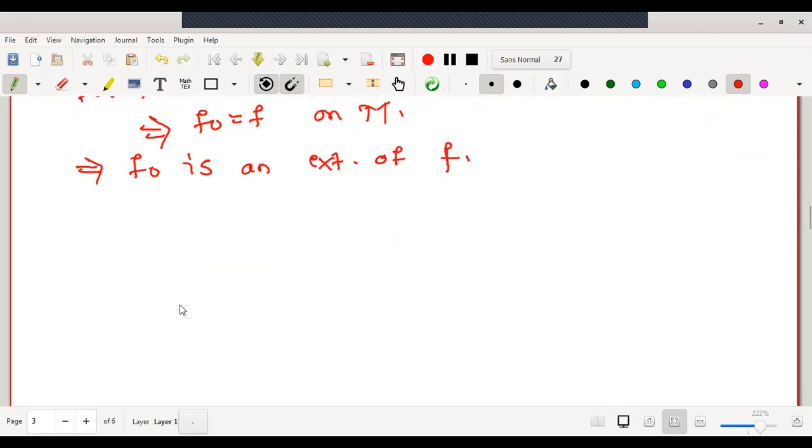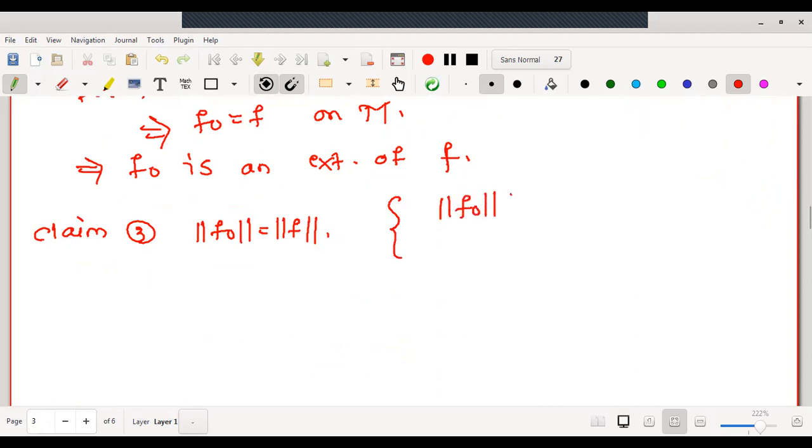Now, let us claim the third result. What is the third one? Claim 3. Norm of f naught is equal to norm of f. To prove the result, we will prove both the inequalities, two inequalities going in opposite direction. That is, first we will prove norm f naught is greater or equal to norm f, and later we will prove norm f is less or equal to norm of f naught. Sorry, norm f naught is less or equal. Okay.